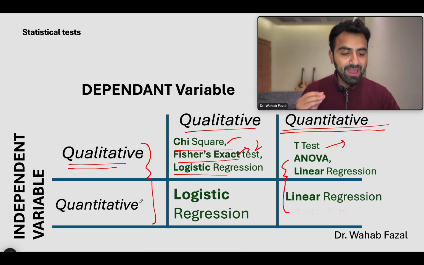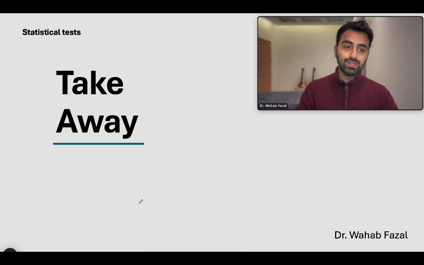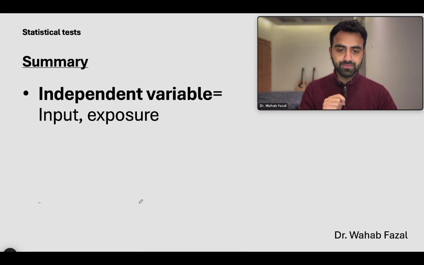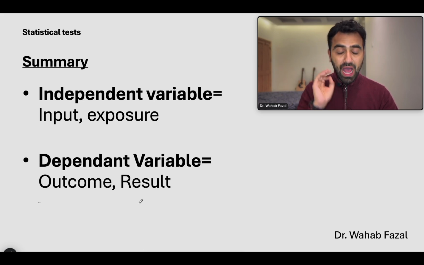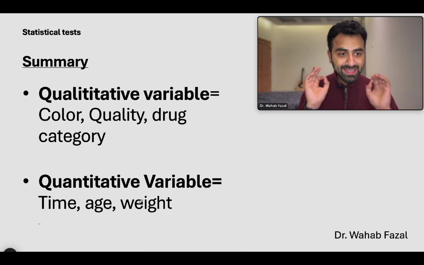That's basically everything. I did not talk about one test, which is correlation, because I think it deserves a separate video. It is a very, very simple concept, but I will make a separate video because this video is getting pretty long. So what's the takeaway from this lecture? The independent variable is the input, the exposure. The dependent variable is the outcome, the result. Qualitative variables are something that cannot be measured: colors, quality, drug category. Quantitative variables are things that can be measured and have a mean, like time, age, weight.